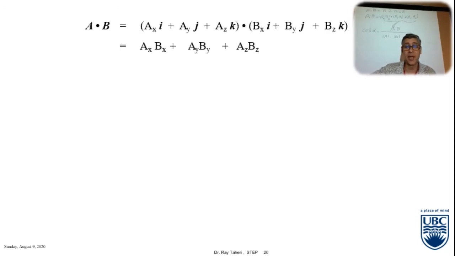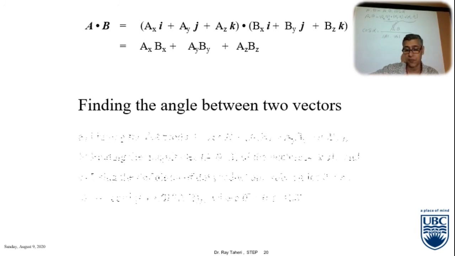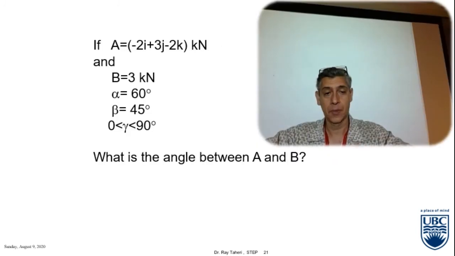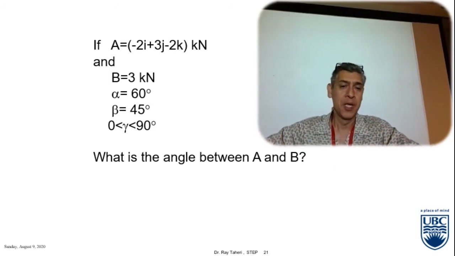Now here comes a review again, the dot products of two vectors. So you can find the angle, that's what we did here: the cosine inverse of the dot product divided by the magnitude of each. Here is an interesting problem I presented at the end of this module because it covers almost everything that we went through.